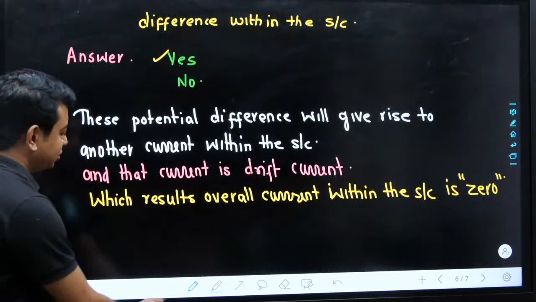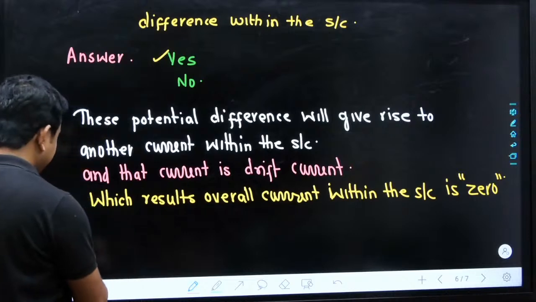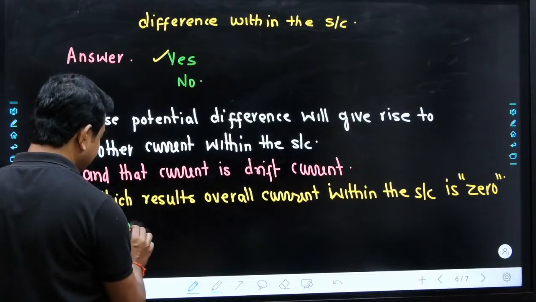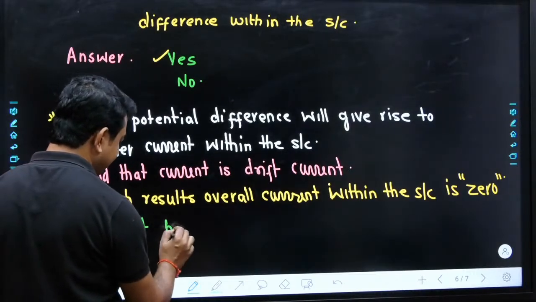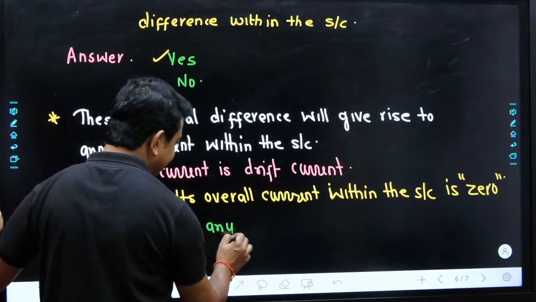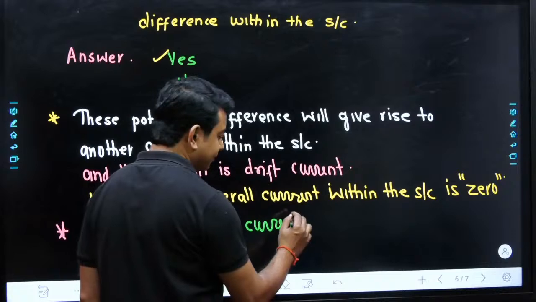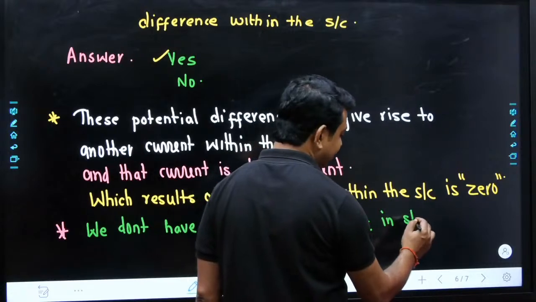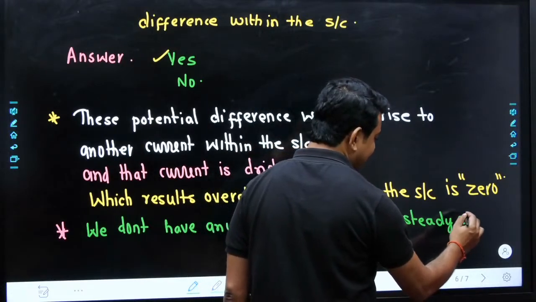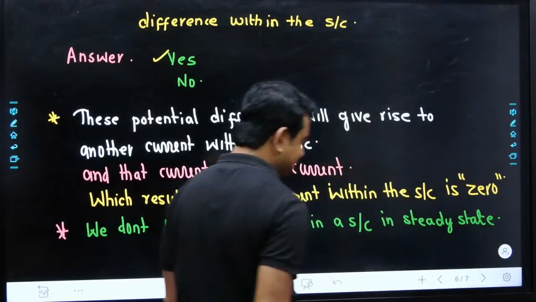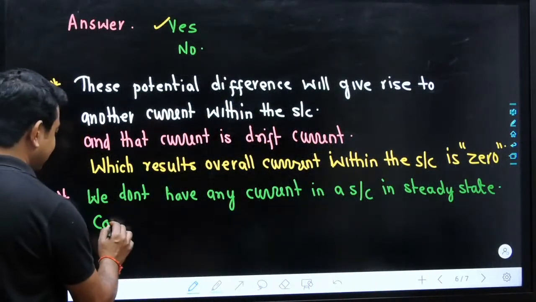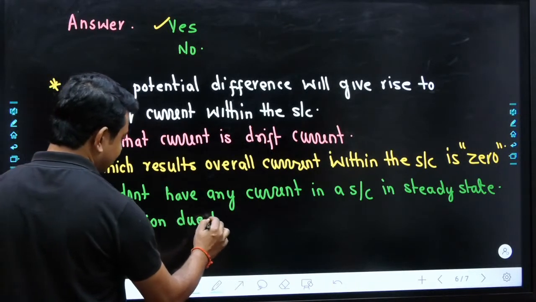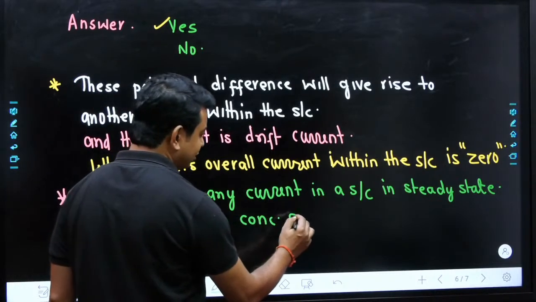So what is the conclusion of this one? Write down: we don't have any current in a semiconductor in a steady state, that means the final state, steady state condition, due to concentration gradient.